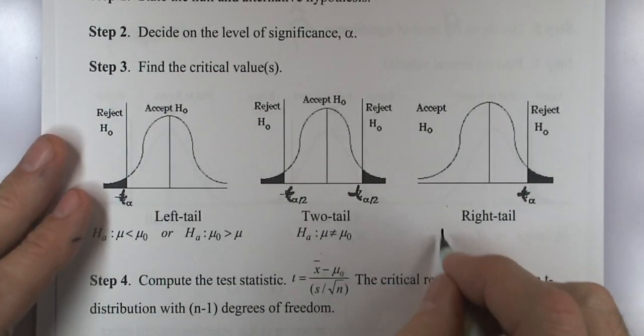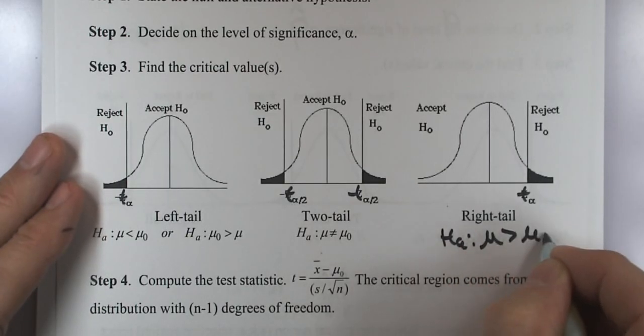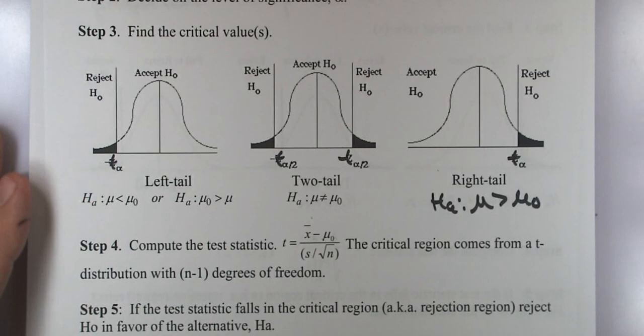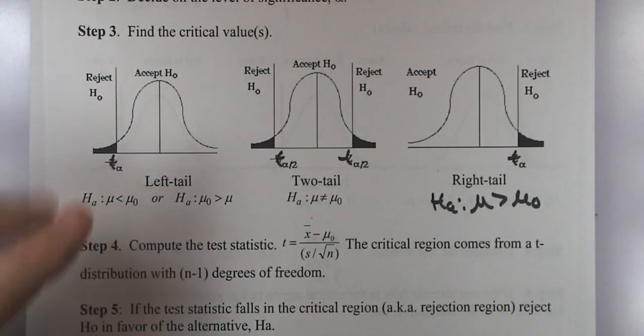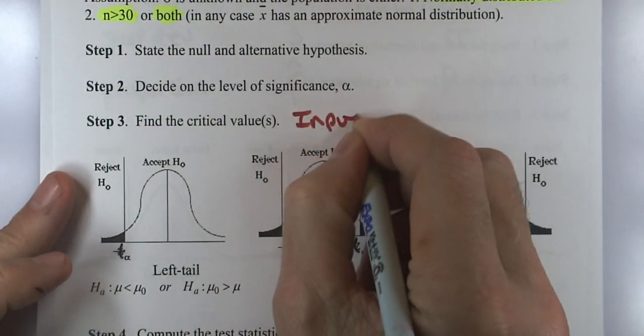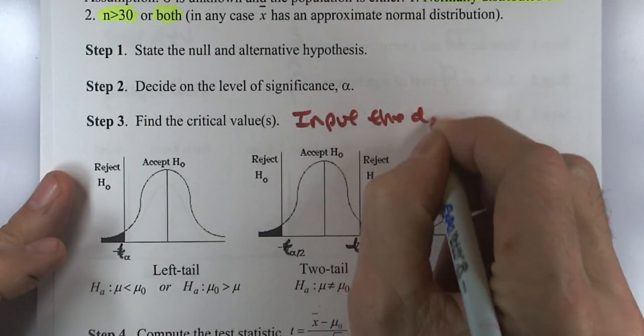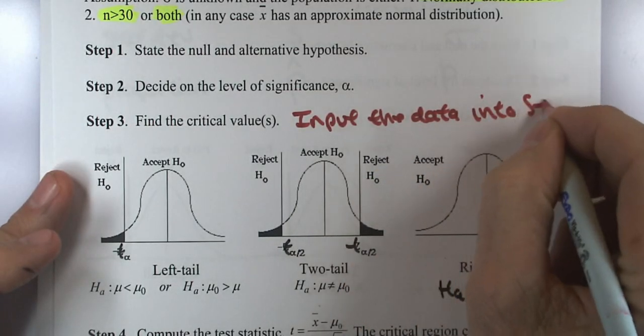So in the case of a right tail test, you're going to have mu is greater than some specific value, mu naught. But we're not really going to do things that way. Step 3 is going to be input the data into, in our case, StatDisk.